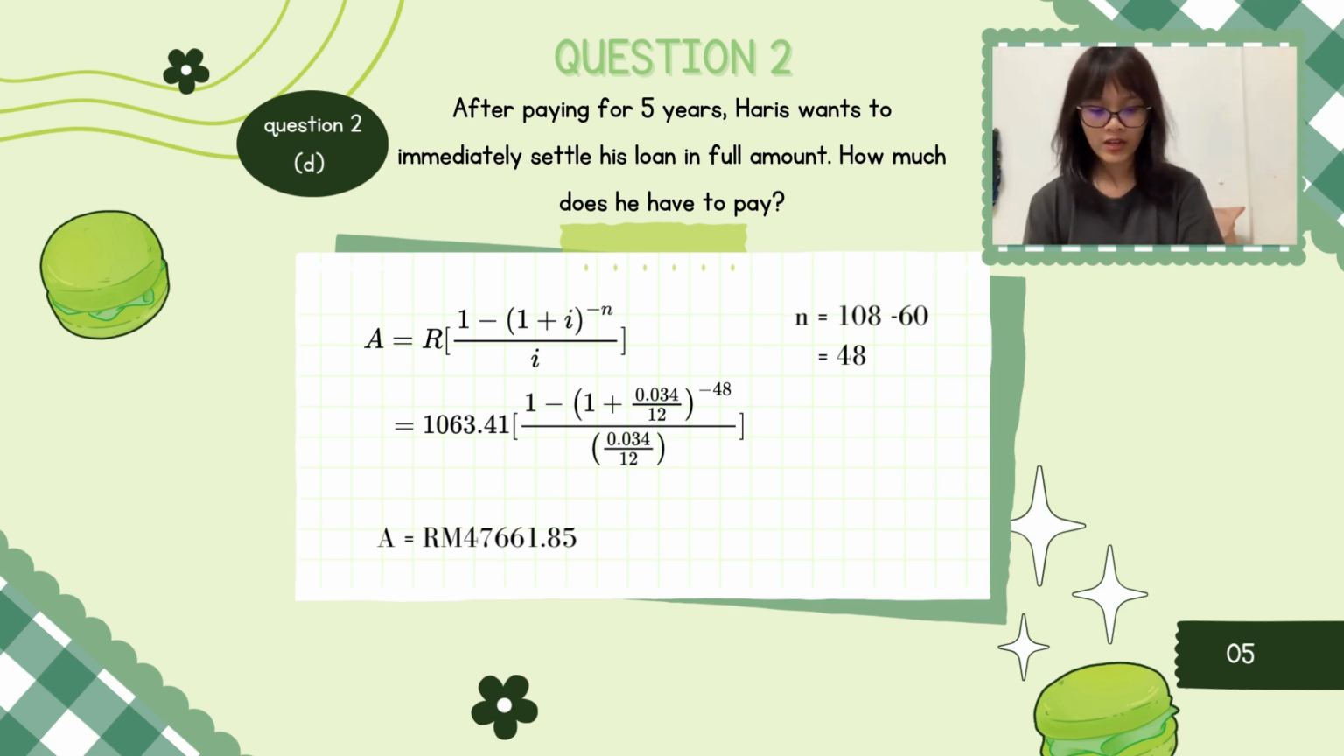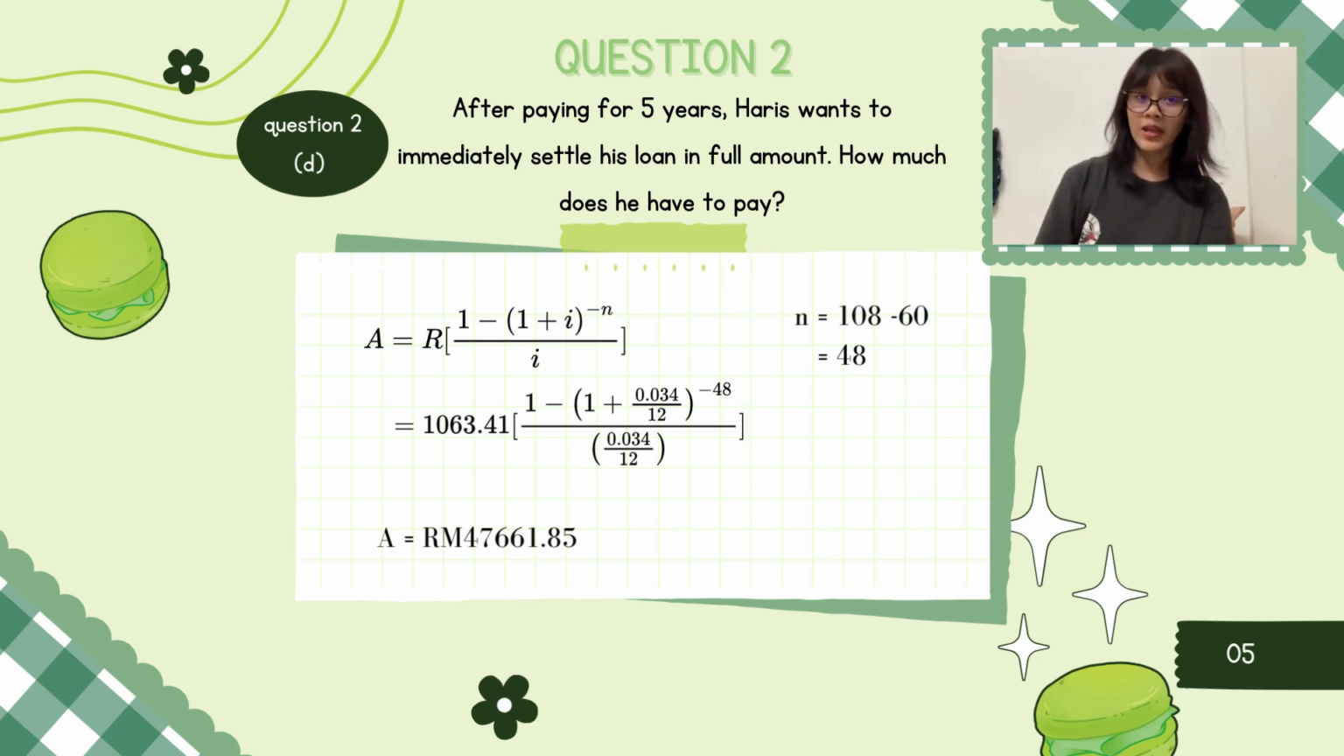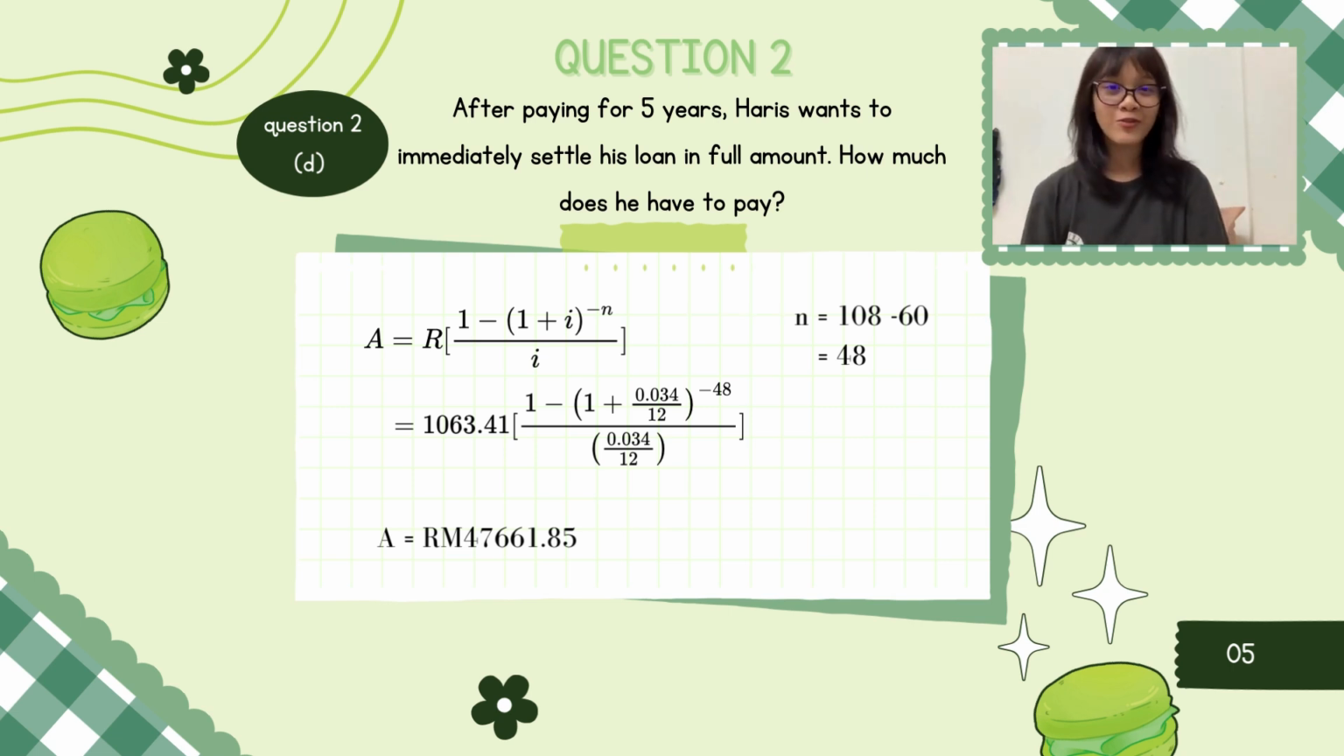And as for the value of n, we shall be using 48 because it says that after paying for 5 years. So 5 years means that we have to multiply it by 12 months. So 5 times 12 equals 60. So we'll have to take 108 minus 60 to get 48. Since the question said that after paying for 5 years, you just substitute the other values, and you should get the answer, which is 47,661 ringgit and 85 cents.